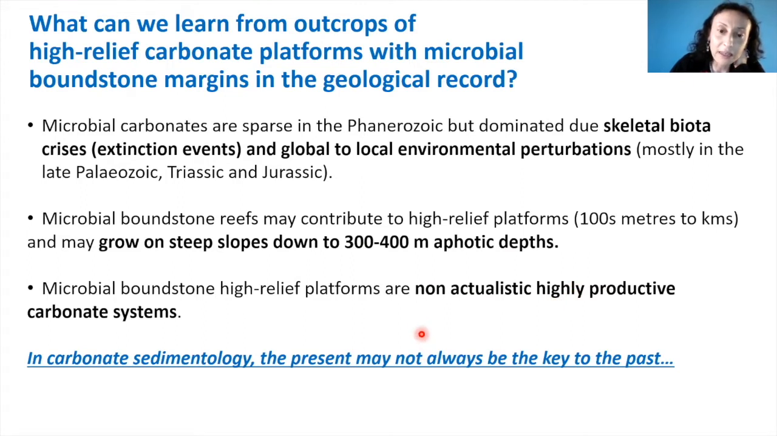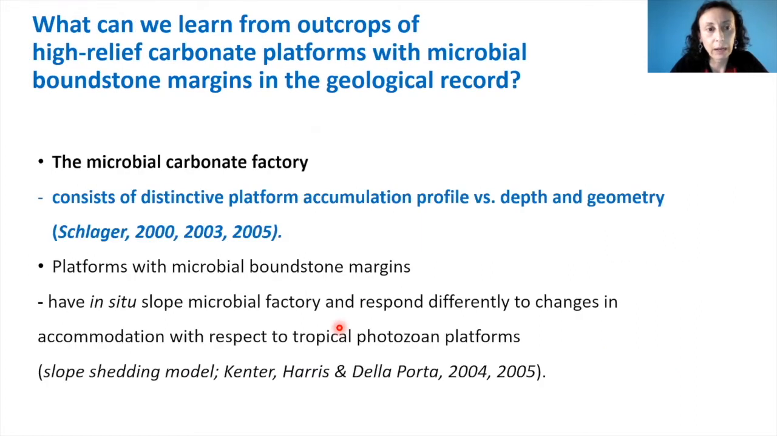And what we can say is that these microbial boundstone-dominated high-relief platforms are non-actualistic, non-uniformitarian carbonate platform, different from typical present-day tropical light-dependent photozoan platform. So the conclusion of this review is that in carbonate sedimentology, we all know that when we look at the geological past, often the present is not the key to this past, but the present can help to understand some of the features that we observe in the geological record.